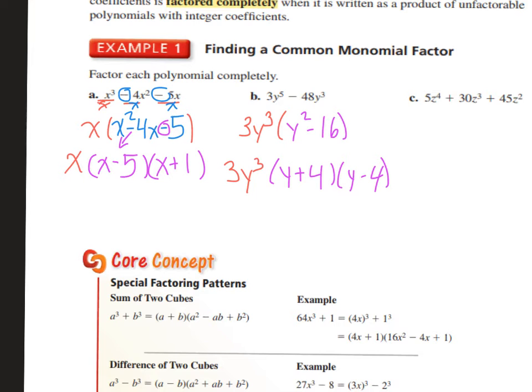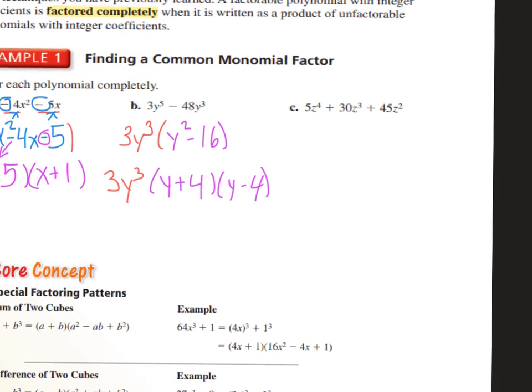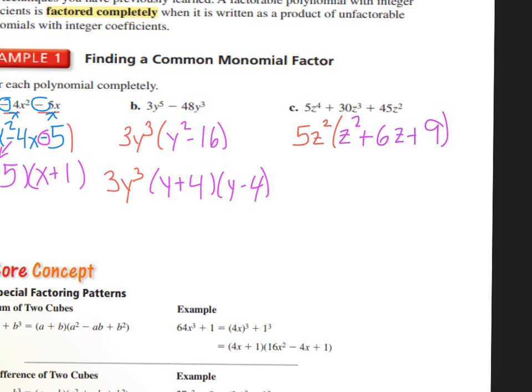All right, let's hit this last example, C. So there are 3 terms. We call that a trinomial. And what do they all have in common? They all have a 5, because they're all divisible by 5, and z to the 2nd power. So 5z squared. And when I do that, that's going to leave me with z to the 2nd power plus 6z plus 9.